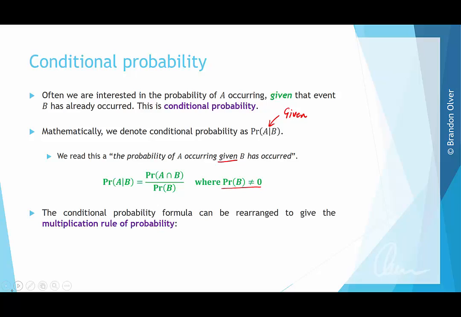The conditional probability formula can also be rearranged to give the multiplication rule for probability. The multiplication rule for probability is found by multiplying both sides of this equation by the probability of B, and we get the probability of A given B times the probability of B is equal to the probability of A intersecting B.